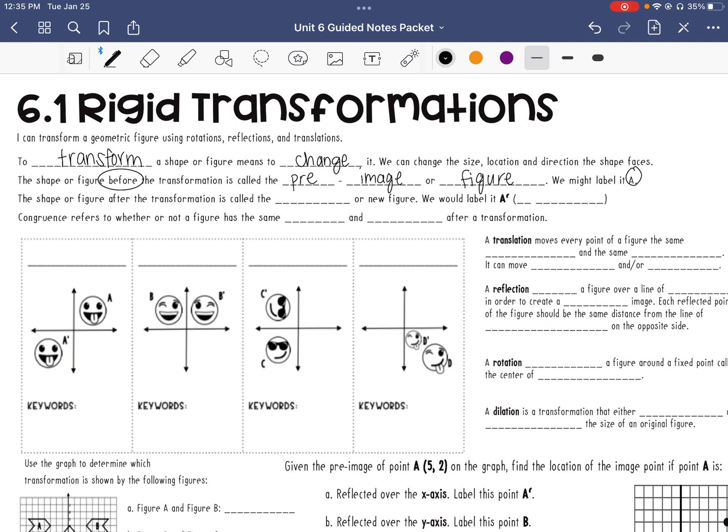And we usually label it with a letter. This one says A. Now, the shape or figure after the transformation, I'm going to do the same thing. Go ahead and circle the word after. The shape or figure after the transformation is called the image, or the new figure.